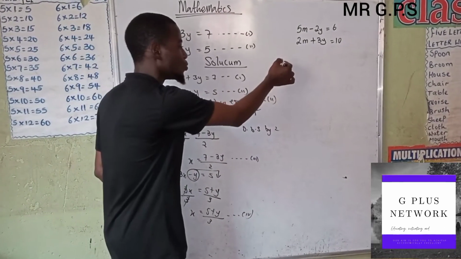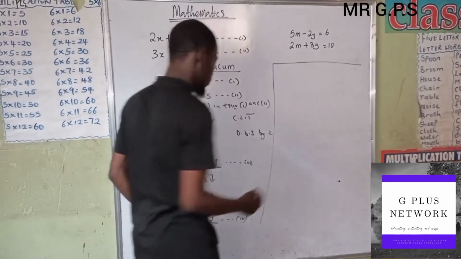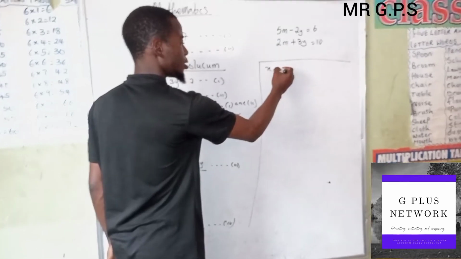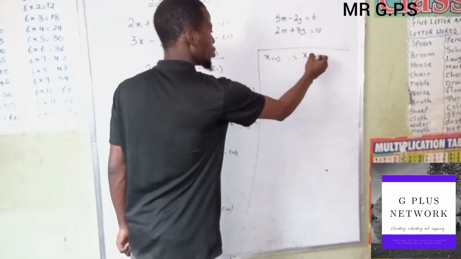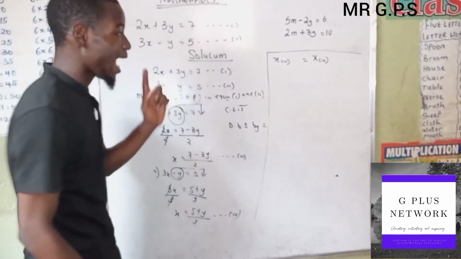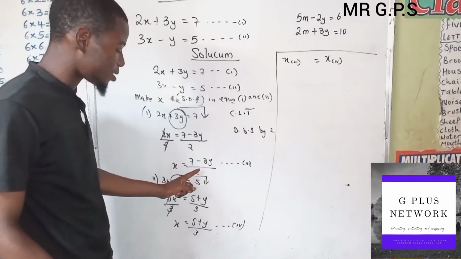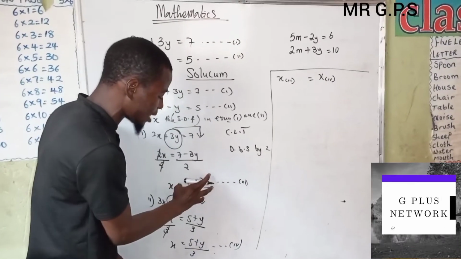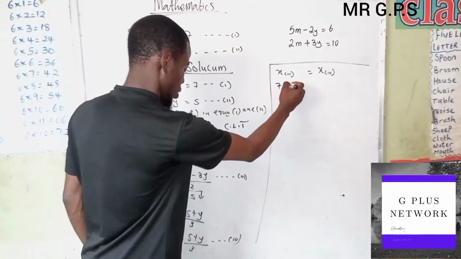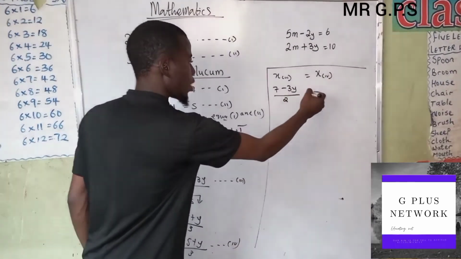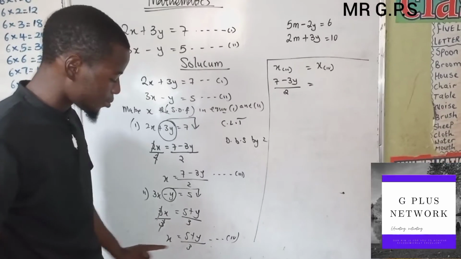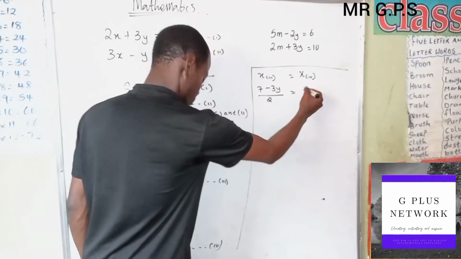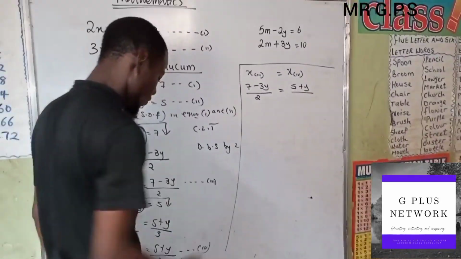Now the next thing we are going to do on this platform is to equate both of them. So it becomes x in equation 3 equals x in equation 4. I told you that the quantity x has here is the same thing. Are you there with me? So for them to be equal, x in equation 3 is actually this. It becomes 7 minus 3y all over 2 equals x, which is the same x in equation 4, and it is also this. So it becomes 5 plus y all over 3.